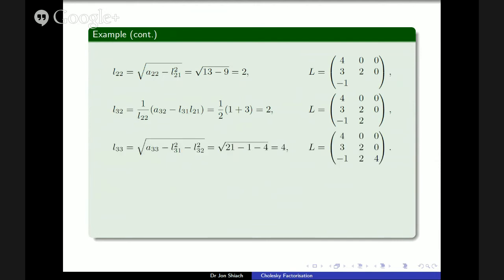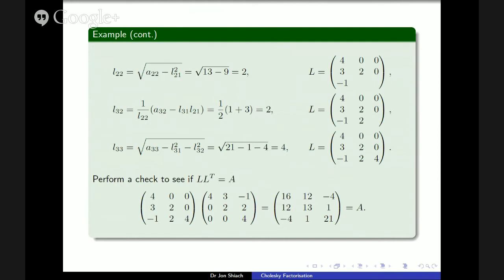Keep carrying on as you do. So 32, and then L33 is the last diagonal element. And that gives you your Cholesky factorization, so that's your lower diagonal element. Again, always perform a check just to see if you got it right. Multiply it by itself, you should get back to your original matrix A.